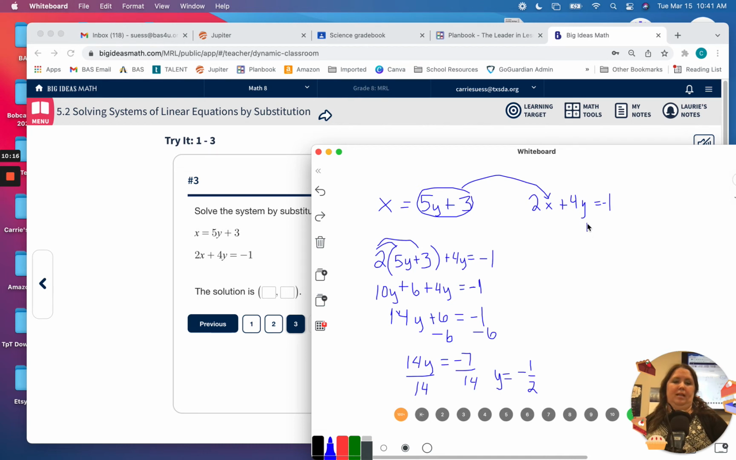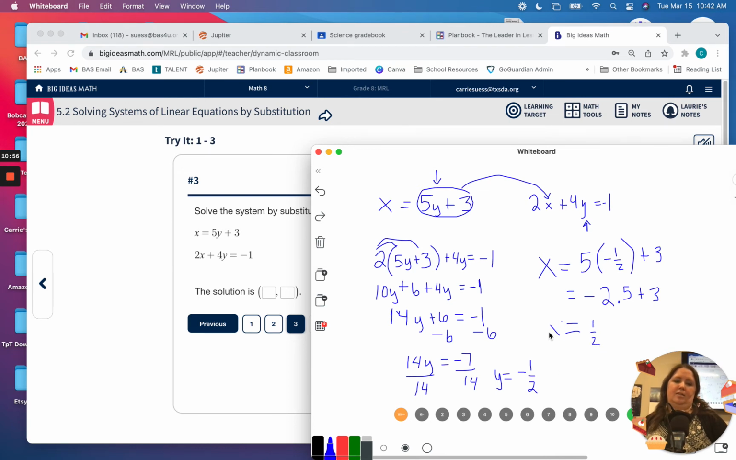So I'm going to plug that in right here where the y is. Or in this one, it doesn't matter. Let's do this one. So I get x equals 5, open parentheses, what's y? Negative 1/2, plus 3. Okay, what's 5 times negative 1/2? Negative 2.5. Okay, add 3 to that, what do you get? 0.5 or 1/2.